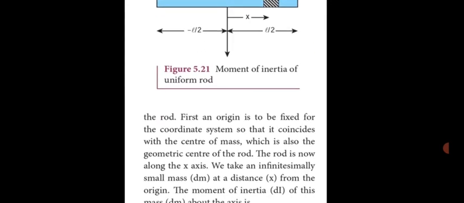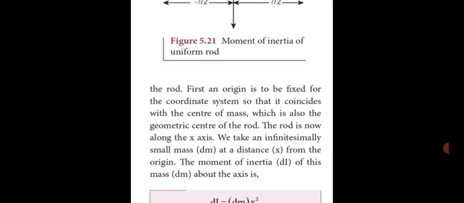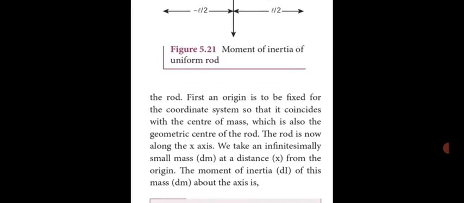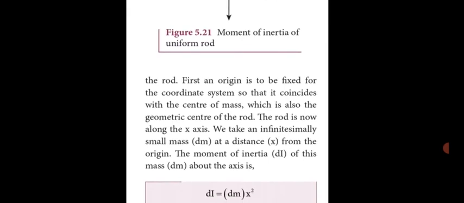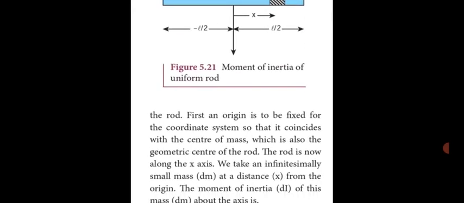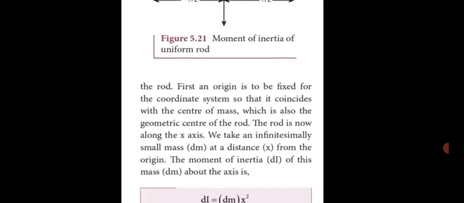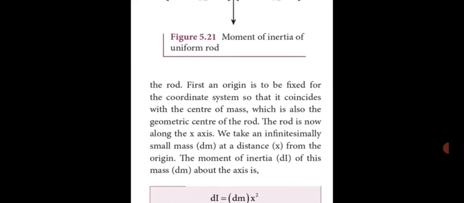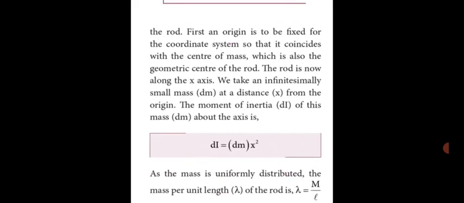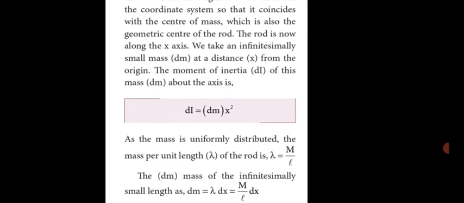First, an origin is to be fixed for the coordinate system so that it coincides with the center of mass, which is also the geometric center of the rod. The rod is now along the x-axis. We can take an infinitesimally small mass dm at a distance of x from the origin O.